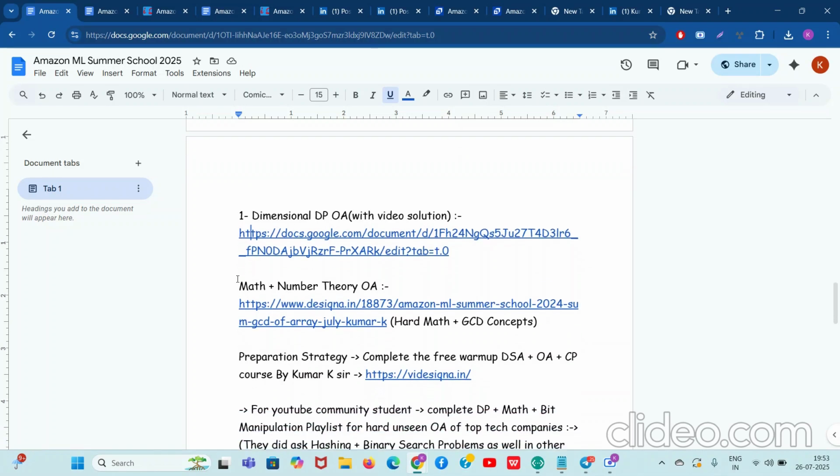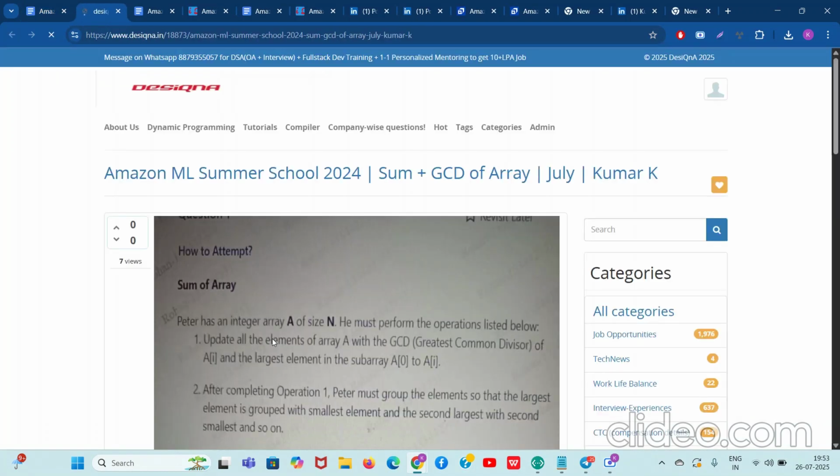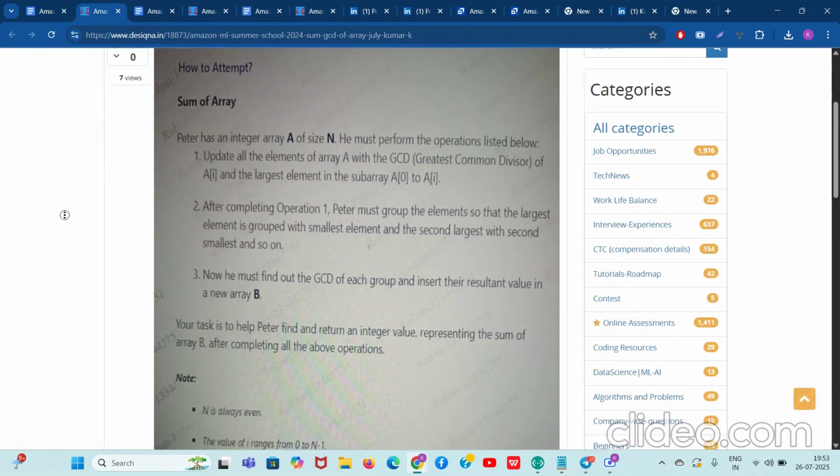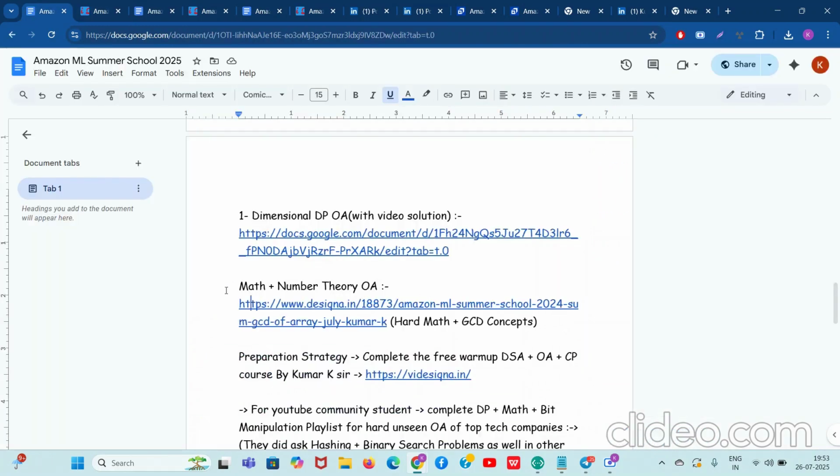Now guys, please know that you need to prepare the prime factors, factors, divisors, LCM and GCD concepts very nicely. Why? Because Amazon ML Summer School does ask multiple DSA OA problems on math and number theory. You can see such a difficult GCD number theory problem was asked last time. You can only tackle it if your math and number theory is very, very strong. So hard math and GCD concepts.